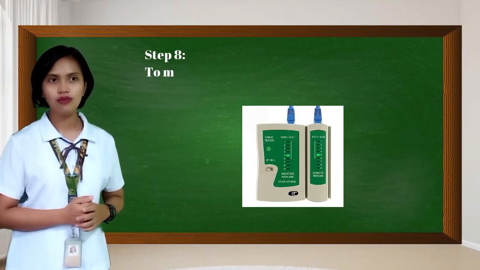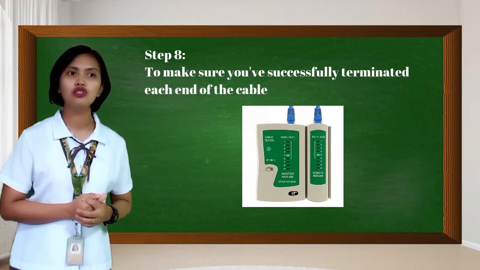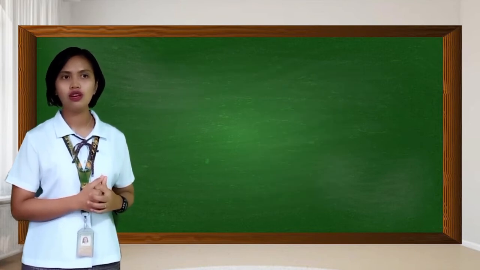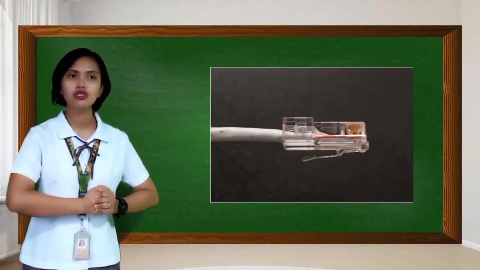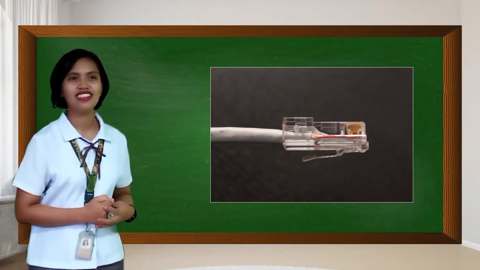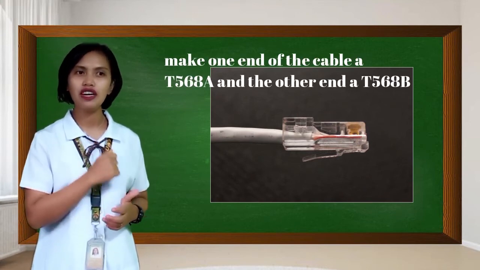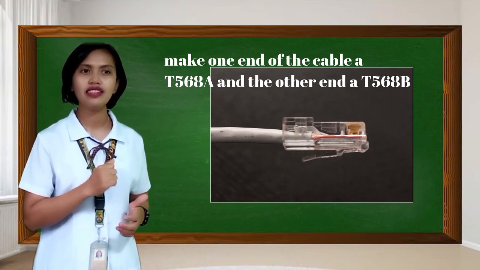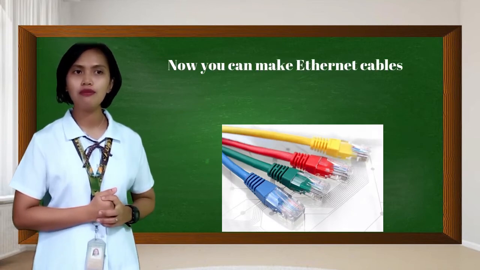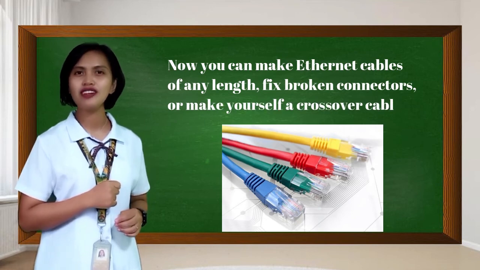Step 8. To make sure you have successfully terminated each end of the cable, use a cable tester to test each pin. When you're all done, the connector should look like this. That's it. For crossover cables, simply make one end of the cable a T568A and the other end a T568B. Now, you can make Ethernet cables of any length, fix broken connectors, or make yourself a crossover cable.